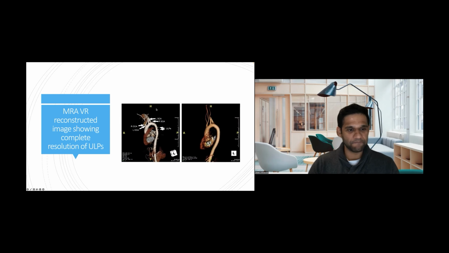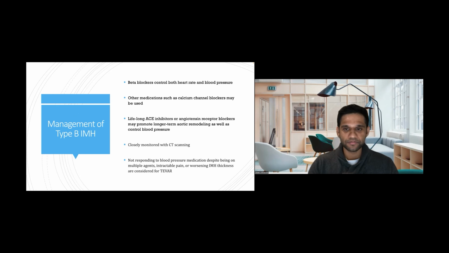And then fast forward for some more images. What you can see here is, if you remember, we talked about ULPs. This is the first scan of the patient showing 3 ulcer-like projections here. But fast forward a few weeks, few months, these ULPs have disappeared and they have healed themselves as well, which was quite nice and quite interesting. And the patient went on to do really well following the blood pressure management.